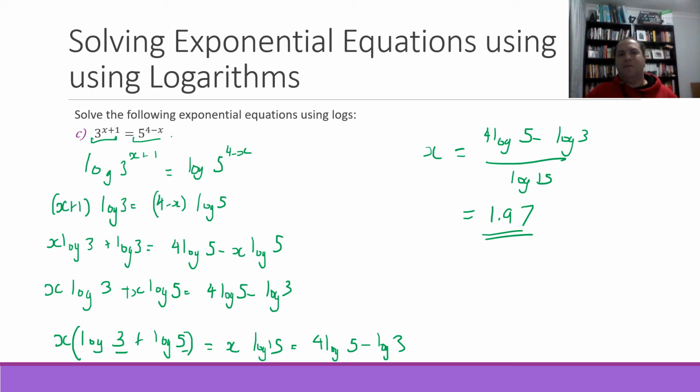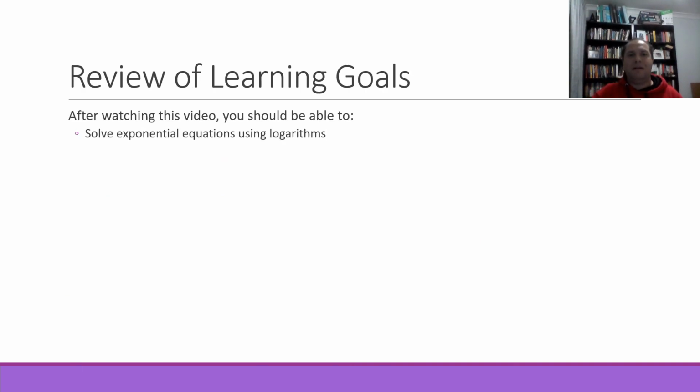So a bit more involved in that example, but the same sort of steps apply as you would for any sort of algebraic equation, just this time involving some expanding and collecting like terms, a bit of factorizing to help get x back on its own. Alright, so after watching this video, you should be able to solve exponential equations using logarithms.